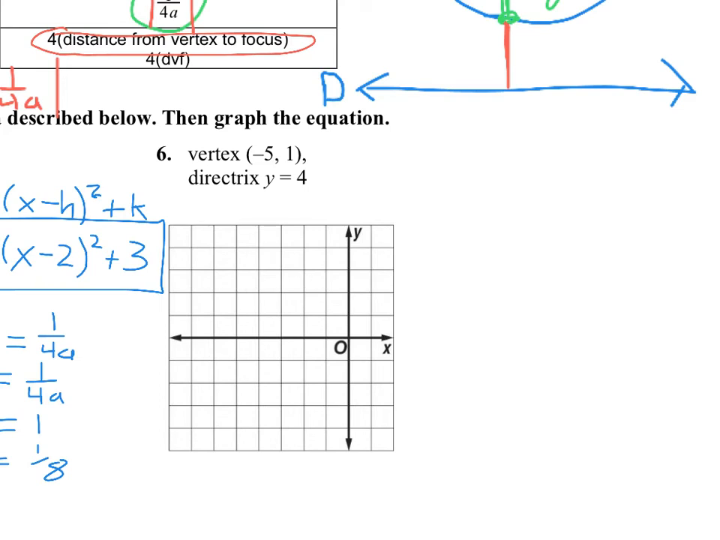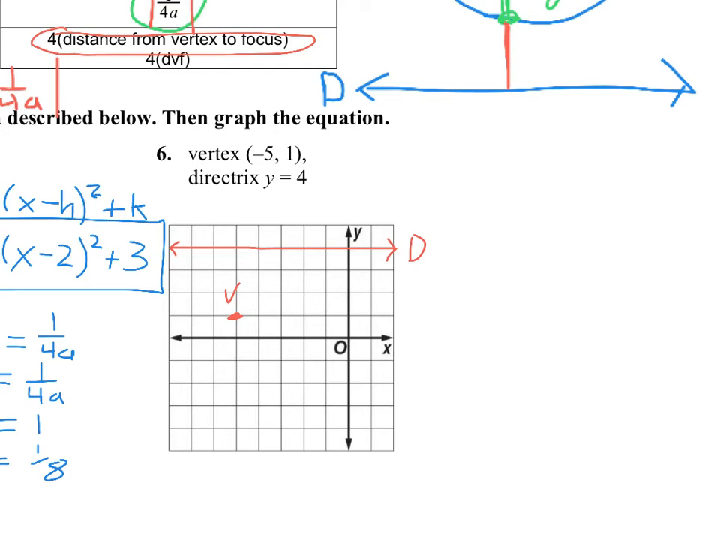Okay, number 6. Let's start with graphing what they give us. So they give us the vertex is (-5, 1). And now the directrix is the line y equals 4. So when it's y equals, it's a horizontal line. So there's our directrix. Okay, they don't give us the focus, but I know that from the vertex to the directrix is the same distance as vertex to the focus.